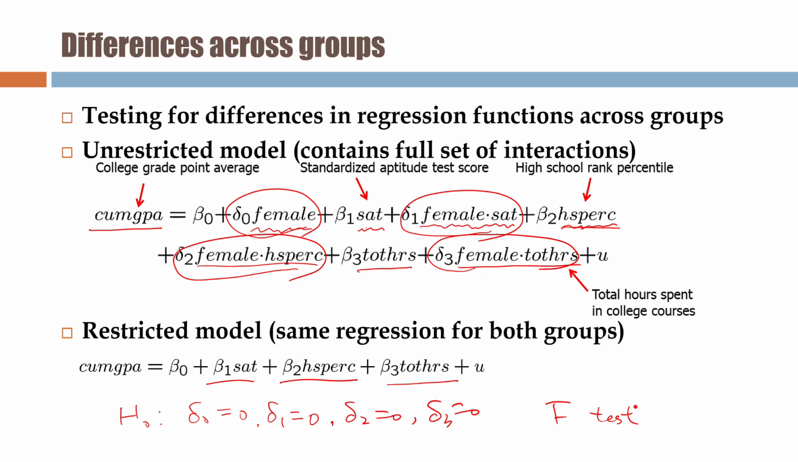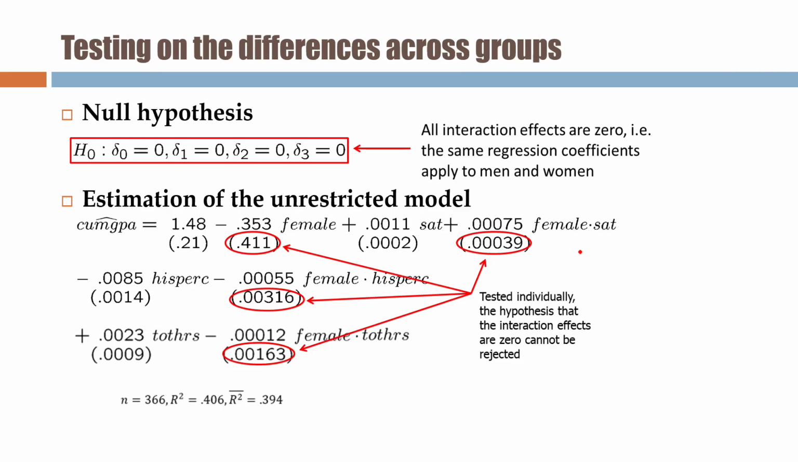You can find out if there is a female effect or not. Not only the pure female effect, but including the SAT and high school percentile or the total hours altogether. Is there any effect on the female or not? Then you can do the t-test. Okay, so again, the null hypothesis is that all of them are 0. Any female related coefficient, and then the estimate of the unrestricted model.